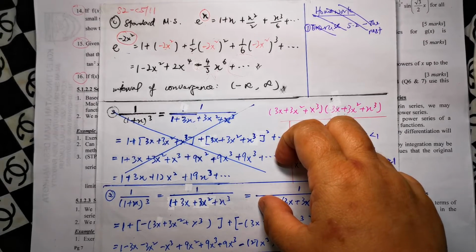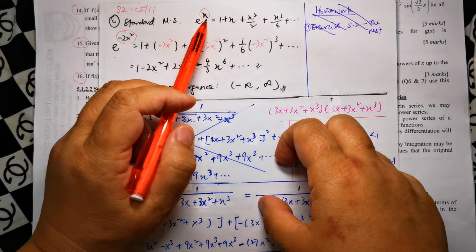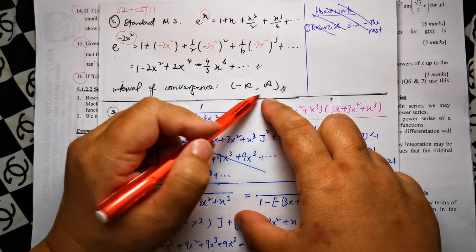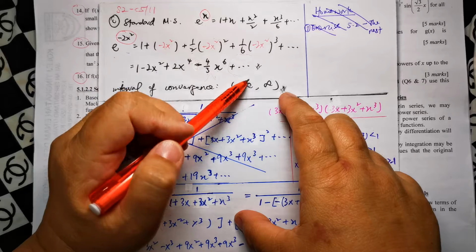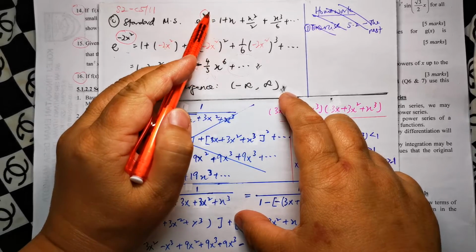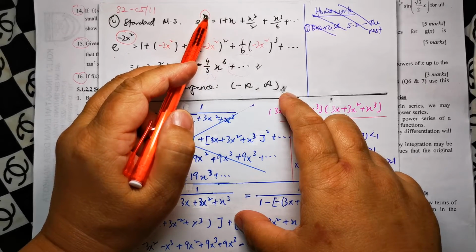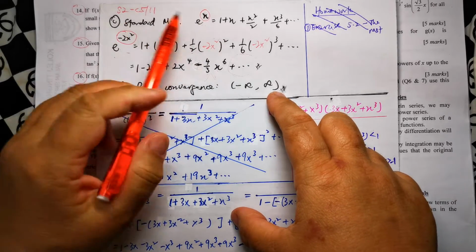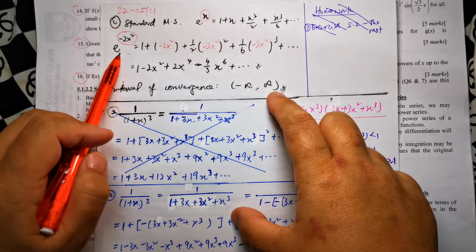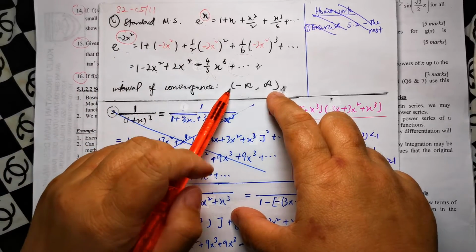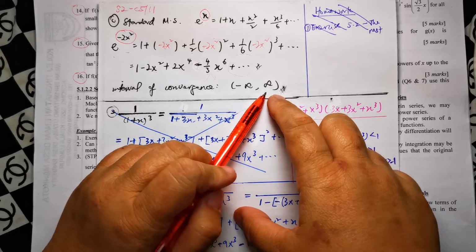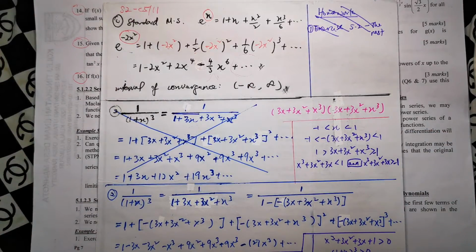The interval of convergence for this standard Maclaurin series is all real numbers. So when the interval of the original standard Maclaurin series is all real numbers, then when you use this standard Maclaurin series to find another function, the interval of convergence will also be the same, all real numbers. So this one we don't have to calculate again.